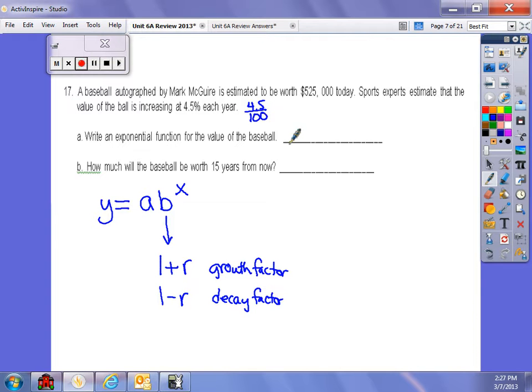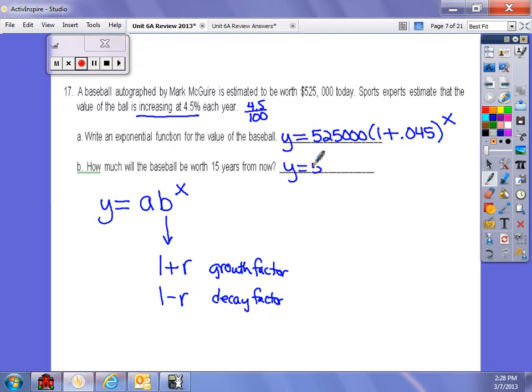So your function should always say y equals. Don't forget that y equals, because you know I will take off points. And then 1 plus the rate, because it's increasing. And the rate is 0.045, because we changed that 4.5% to a decimal. And always have it to the x power.